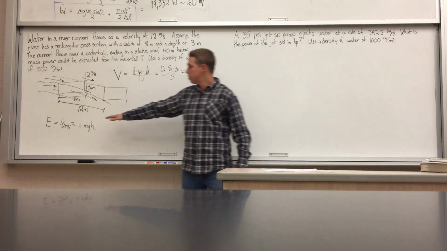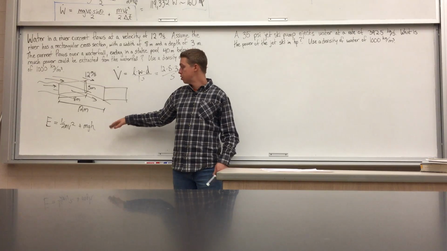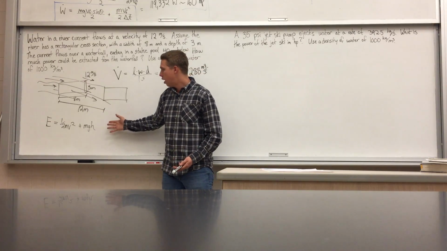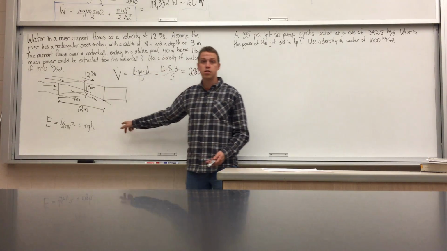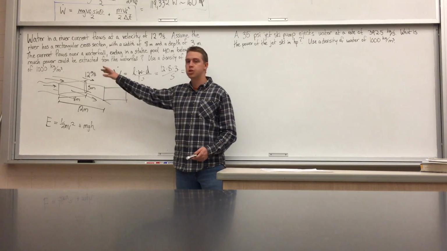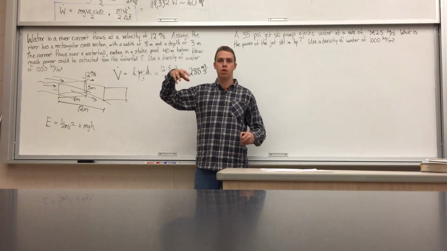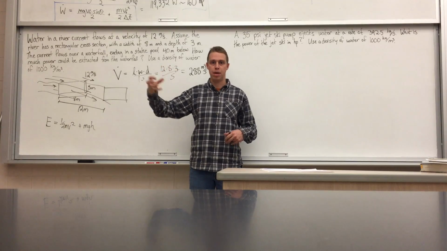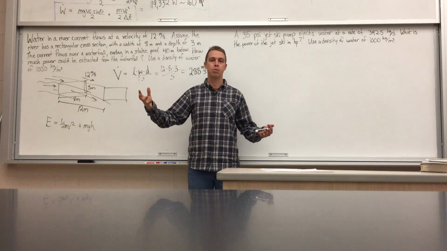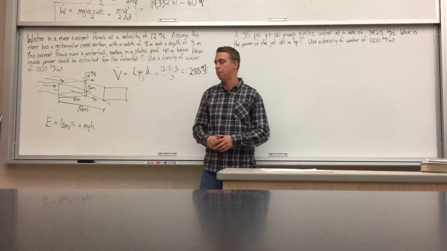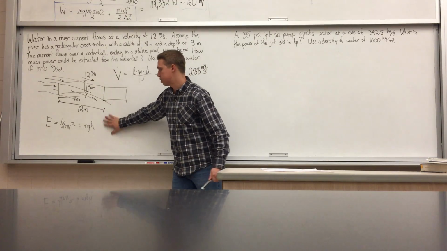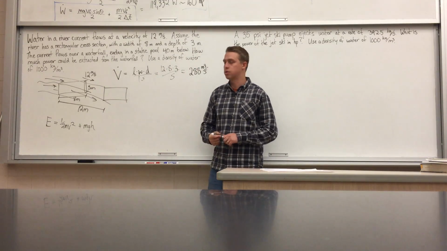Notice that this is a case of the Bernoulli type equation, but we've left out the PV term simply because the pressure at the top and bottom are the same. One's not like pressurized by a piston or a pump or something. It's atmospheric pressure at both the top and the bottom. So that term doesn't have to be here. It's just those two terms that change.